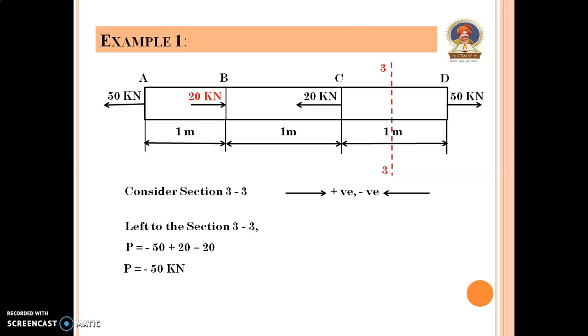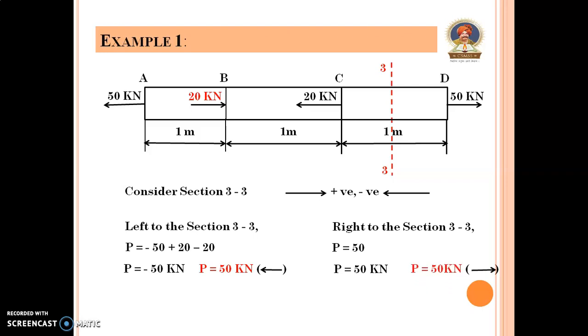This minus sign indicates the force is moved towards left side. Now consider right section 3-3. In right side or right section there is only one force, that is 50, and this 50 is moved towards right side, so it is positive. P is equal to 50. Therefore P is equal to 50 kilonewton, and this 50 is moved towards right side.